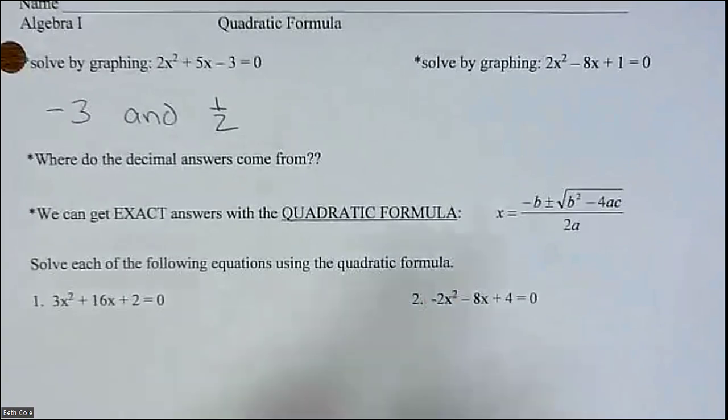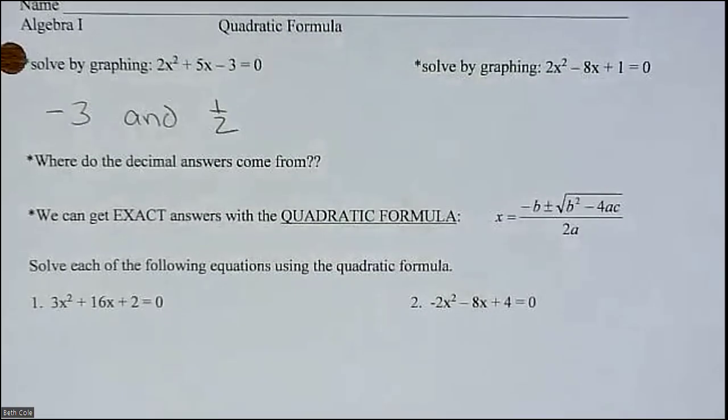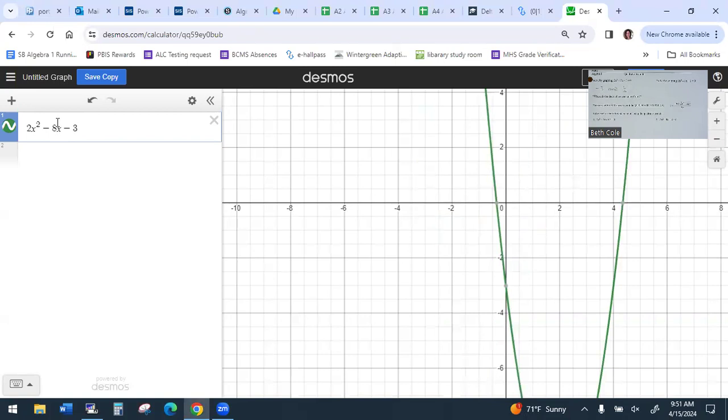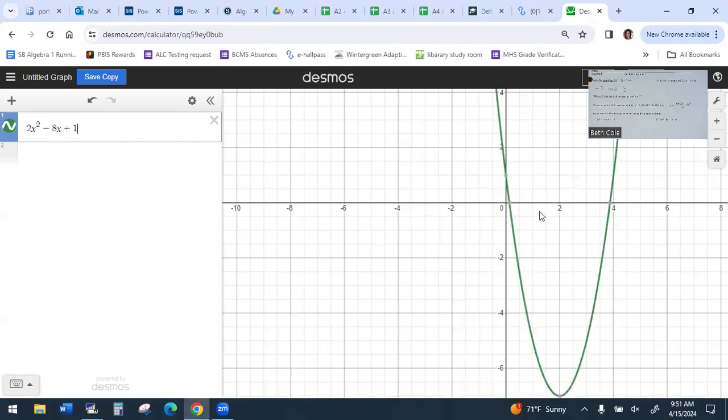All right, now I'm going to try that again. This one also equals 0, which is nice. Are you looking? So it's 2x squared minus 8x plus 1. I'm going to click on the x-intercepts. Look. See what that came out to? Go ahead and write it down. It's 0.129.